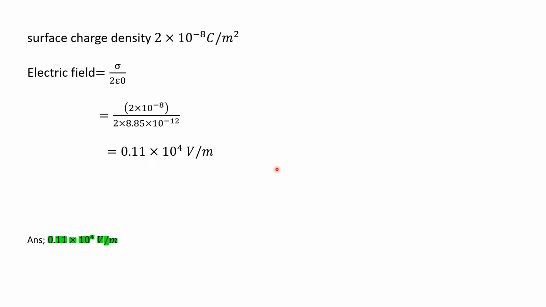And here is the solution. We all know that for a plane sheet of surface charge, if the surface charge density is given, the electric field is given by sigma by 2 epsilon naught. So by putting the value we can find it as 0.11 into 10 to the power 4 volt per meter. So the answer will be 0.11 into 10 to the power 4 volt per meter.